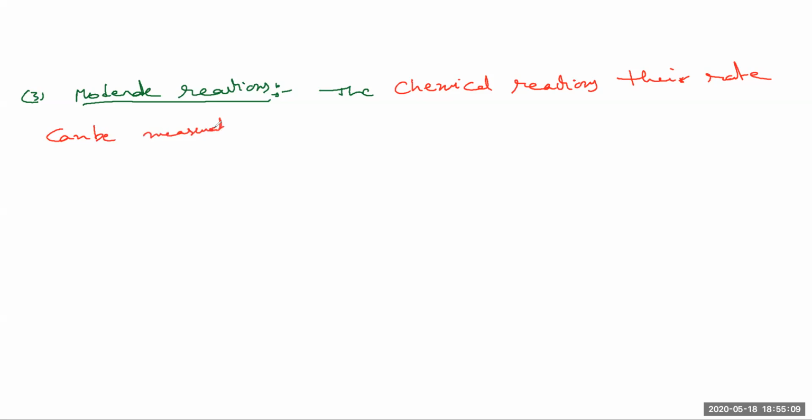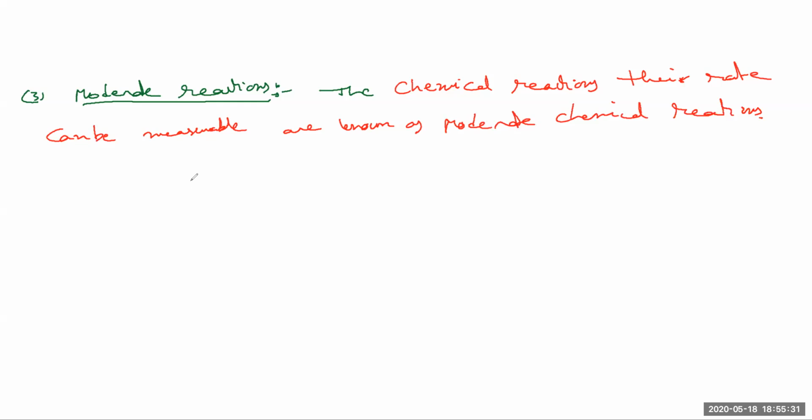So write down: the chemical reactions whose rate can be measurable are known as moderate chemical reactions. Come on, what are the examples for moderate chemical reactions?